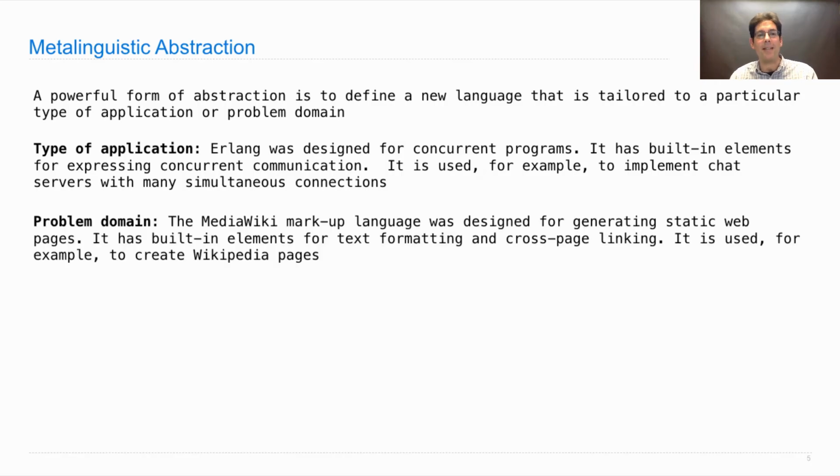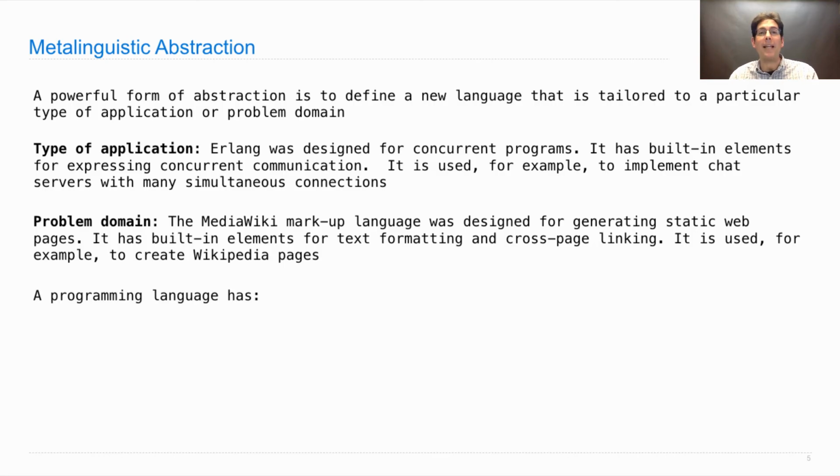Another problem-specific language is the MediaWiki markup language, which was designed for generating static web pages that you see on Wikipedia. It has built-in elements for formatting text, linking one page to another, and stitching together multiple pages into one so that a large page can be broken out into modular components. It's a programming language, perhaps not as full-featured as Python or Scheme, but it still needs an interpreter or compiler in order to be used to generate the Wikipedia pages that people read.